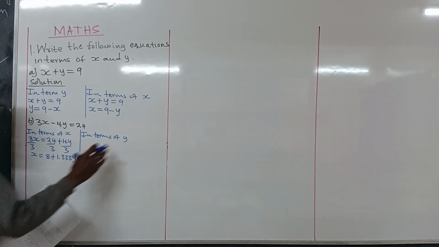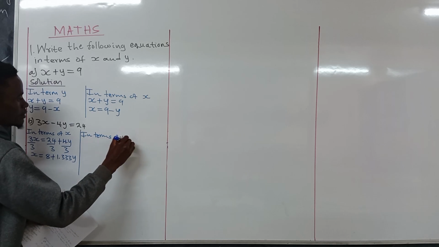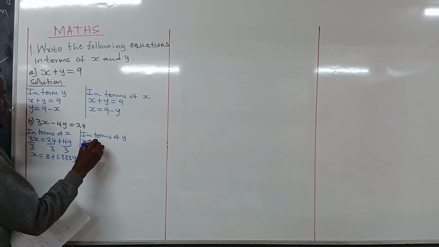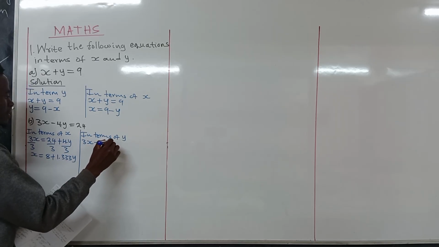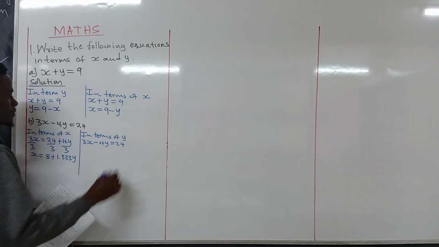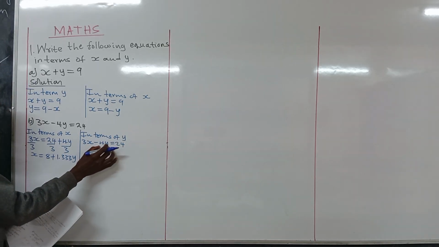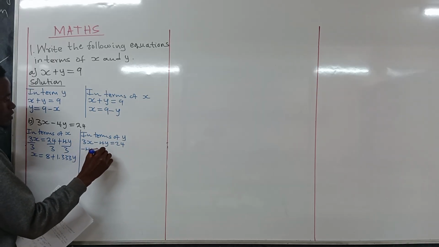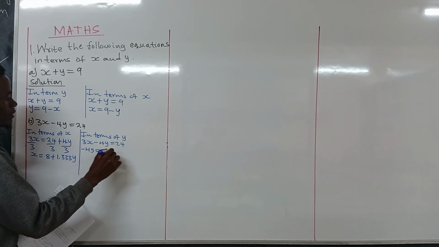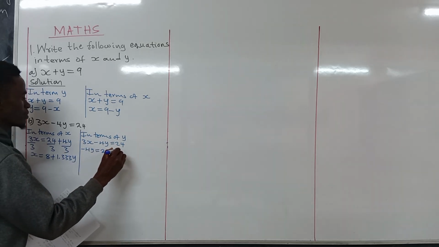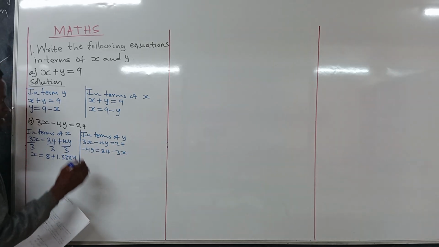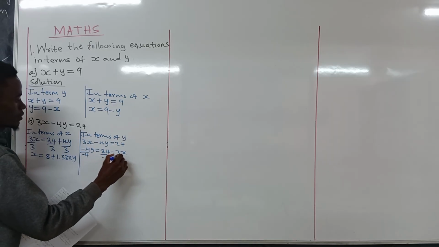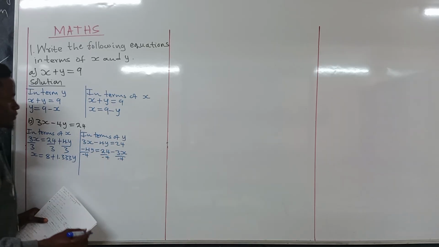In terms of y, it's going to be 3x minus 4y is equal to 24. So we remain with minus 4y, the whole of it the way it is, is equal to 24 minus 3x. It was positive, so it changes to negative. So divide negative 4 everywhere. Negative 4, we divide negative 4.